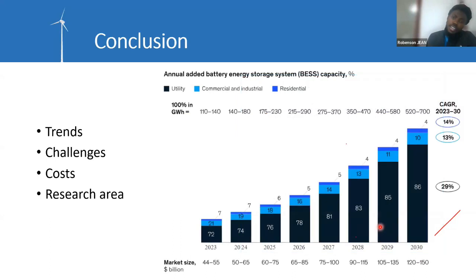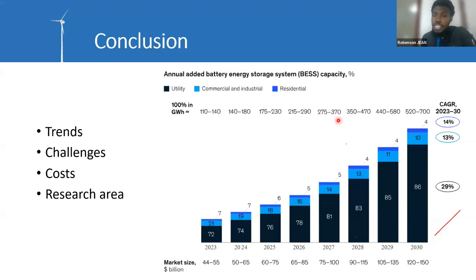We can see that the trend nowadays is, for instance, that the annual added battery energy storage system for the year 2023 is between 100 and 140 gigawatt hours. And we can see that the goal for 2030 will be between 500 and 700 gigawatt hours of capacity added for battery energy storage systems.